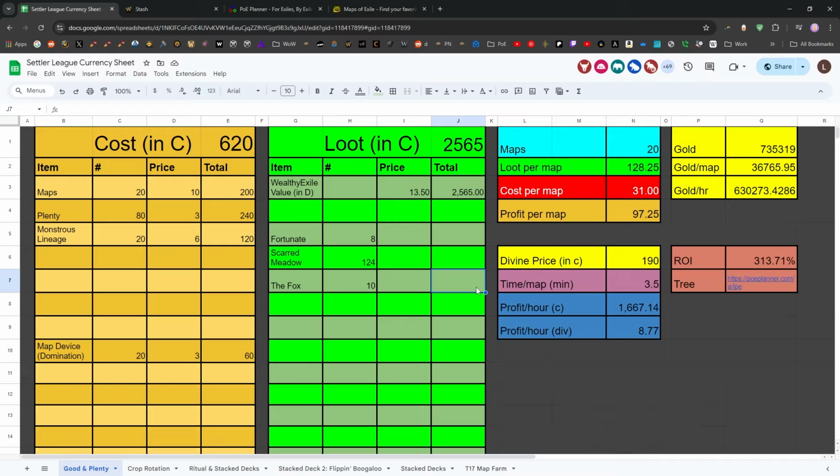So ultimately, do I think this is a good strategy? Not really. I don't think it's an amazing currency making strategy, but I do think it's super simple and it's definitely good for XP and gold.